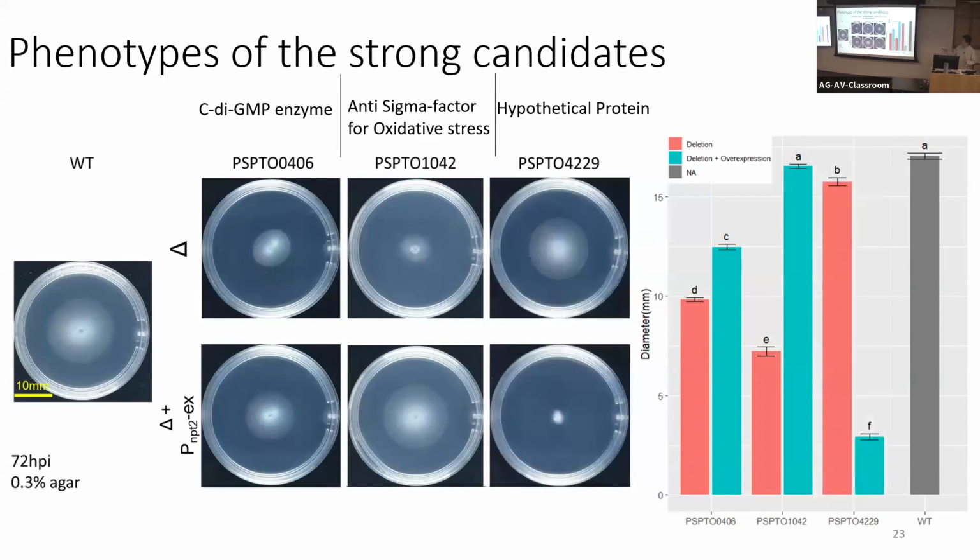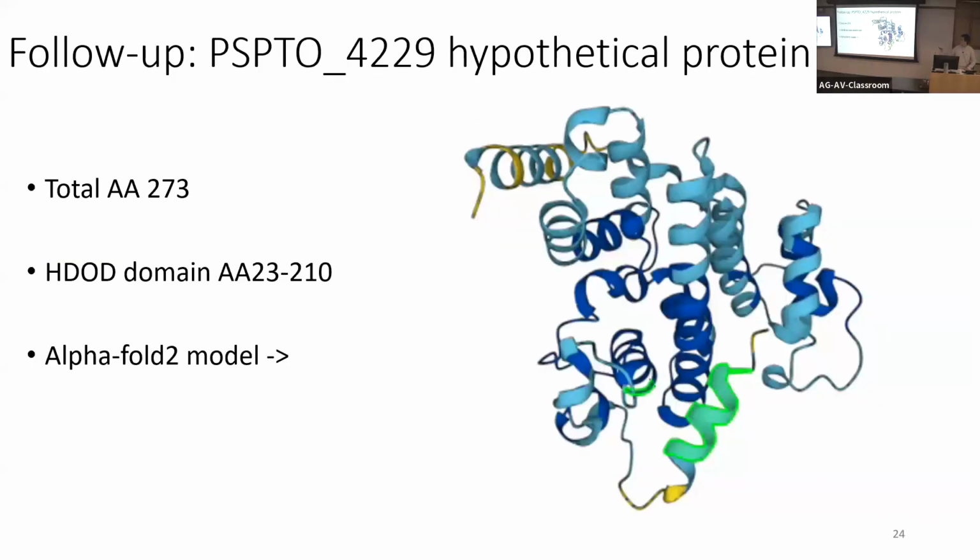And then the oddball of them all, the hypothetical protein PSPTO4229. Absolutely stunning result in that knocking it out does not really do that much. It slightly impairs motility, but when we overexpress it, it abolishes motility. So very odd, and we don't know anything about it. So that's where we get sidetracked into going full in on 4229.